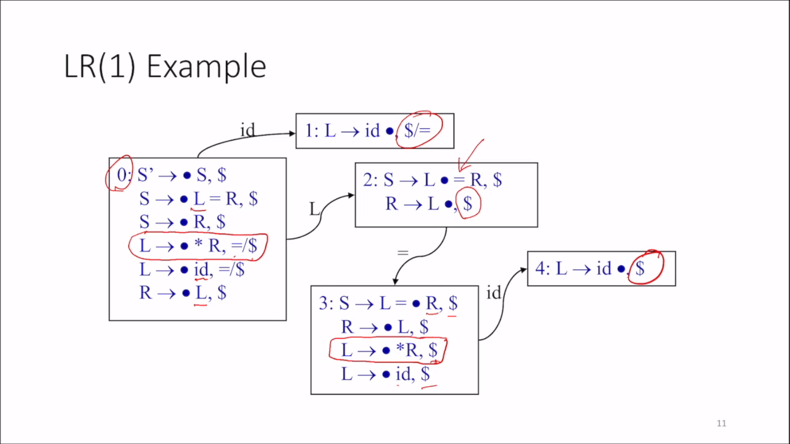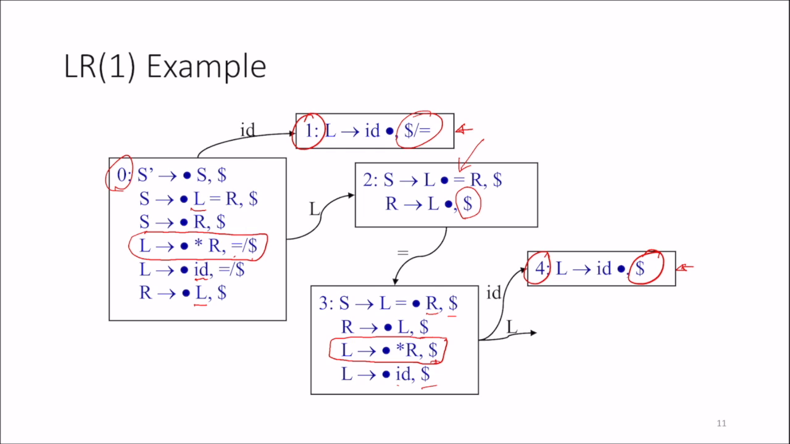Notice again, if you compare state 1 and state 4, they have the same reduce on the same rule, but the look ahead is different. In state 1, the look ahead is $, or equal to. In state 4, it's only $. So these two states are considered separate because they have different look aheads. If you expand this out, this has two elements in state 1. This has only one element in state 4, right?